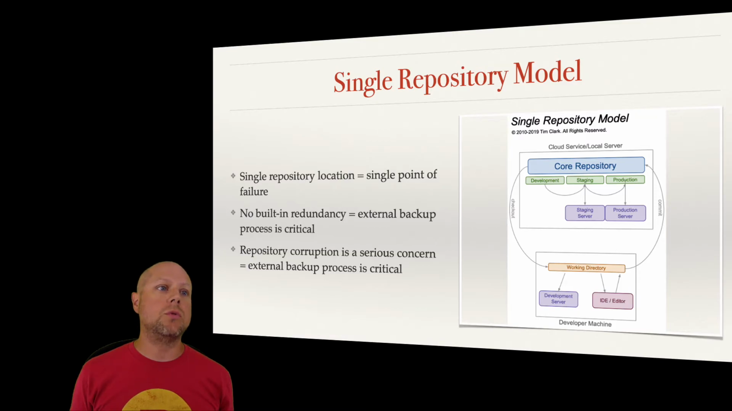So what happens, since there's a single point of failure, you really have to make sure that you deal with redundancy, because there's no redundancy built into the single repository model. There's nothing to clone that entire repository to other locations in order to keep it safe, so that you have a version of it. So with that, the external backup process that has to be implemented by you, by the software development team, or by the company becomes critical.